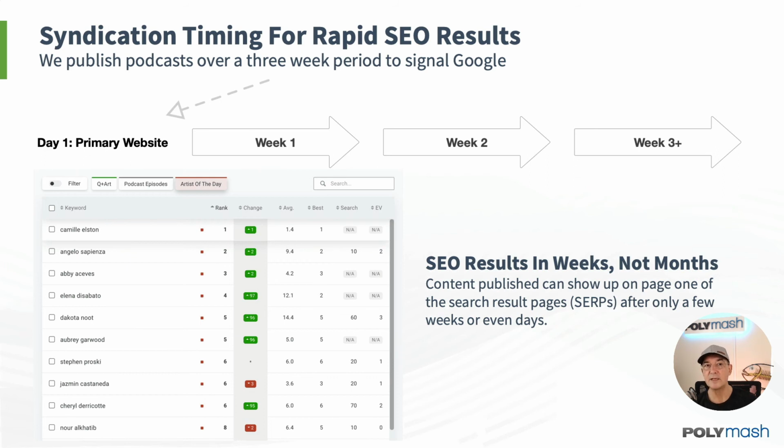And this constant drip feed of incoming links basically contributes to delivering the results in weeks, not months or even years. So content published can show up on page 1, and we often see results after only a few days or weeks. So that is why we are following this concept, and that is why your overall website, your overall podcast, the visibility and traffic improve as well.